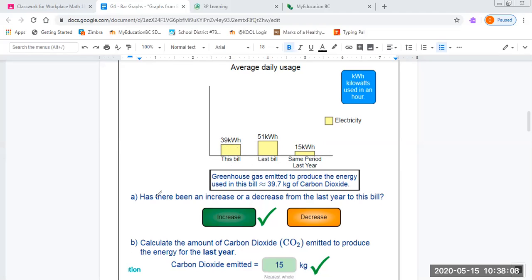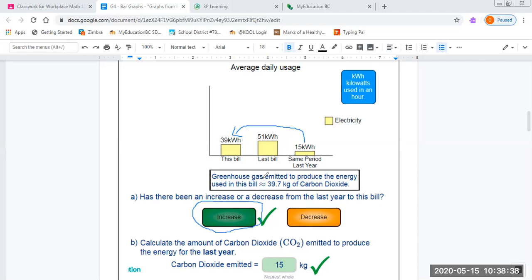Now the first question here says, has there been an increase or a decrease from the last year to this bill? So looking at last year, comparing last year to this year. So we're going from last year to this year. Did the amount of usage increase from this time to this time? Well, the answer is yes, because obviously 39 is greater than 15. So the answer to this would be an increase. That's probably not too hard to see.